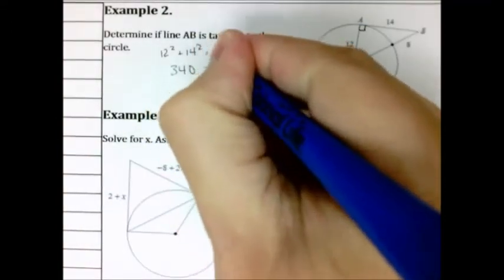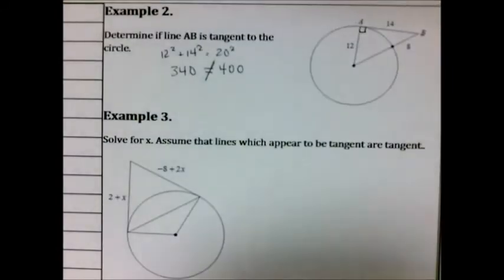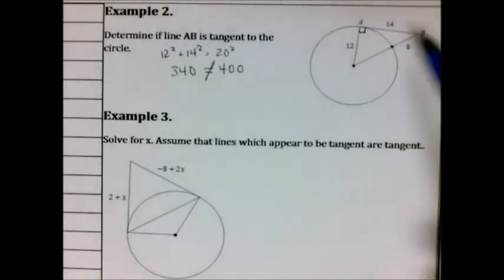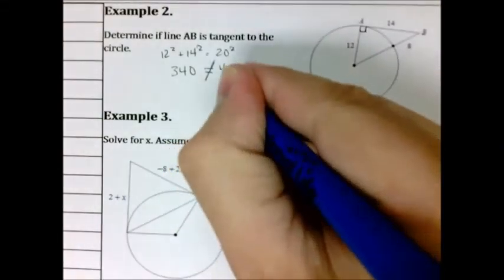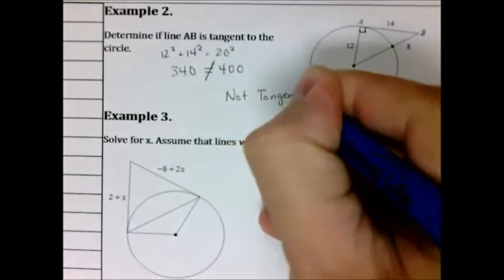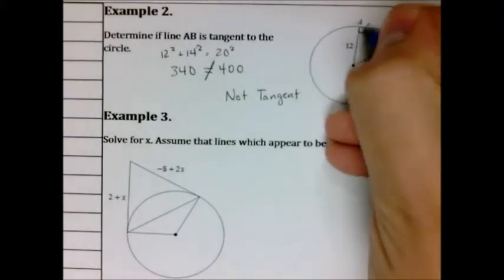340 is not equal to 400, and so therefore this triangle that is formed right here, that line AB is not tangent. Because we can use the Pythagorean theorem to figure out that this is not a right triangle.